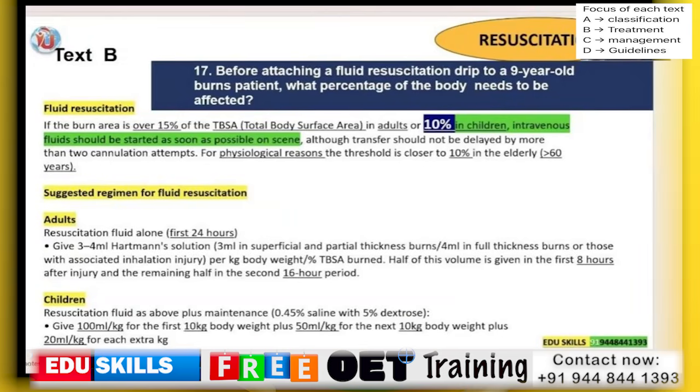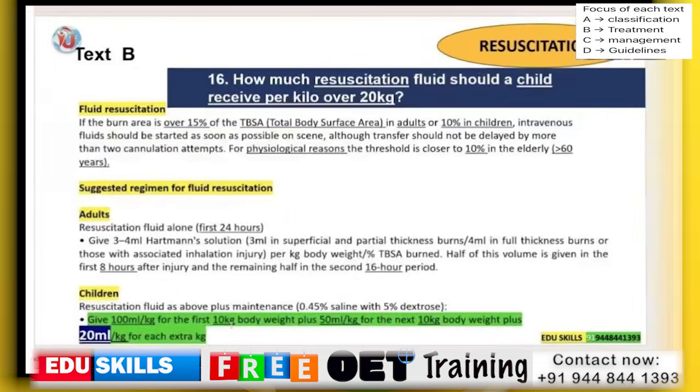In question 17, they're asking what percentage of the body needs to be affected in a 9-year-old burns patient. In the paragraph, they are mentioning children. 9-year-old burns patient and children are synonymous. So the answer is 10%. The question is asking about what percentage, so the answer is 10%. We should not say "10 percent of", it is just 10%.